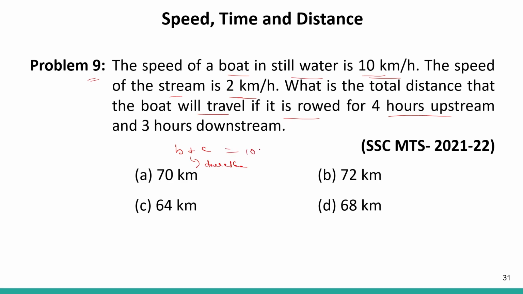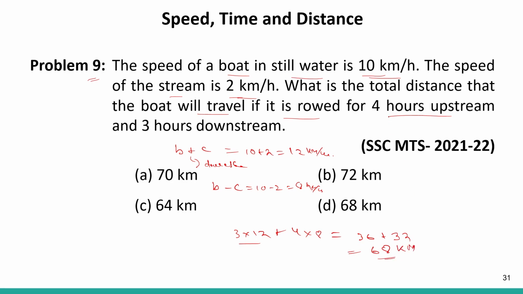So this will be what? 10 plus 2 is equal to 12 km per hour. Their relative speed in downstream is 12, and in upstream B minus C is equal to 10 minus 2 is equal to 8 km per hour. So he goes 4 hours upstream and 3 hours downstream, so 3 into 12 plus 4 into 8. 3 into 12 is equal to 36 plus 4 into 8 is equal to 32. So combining these two, we are left with 68 km.